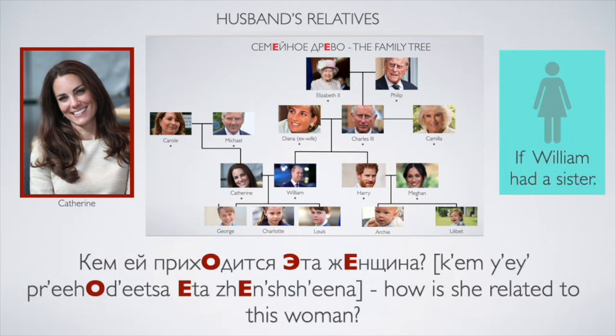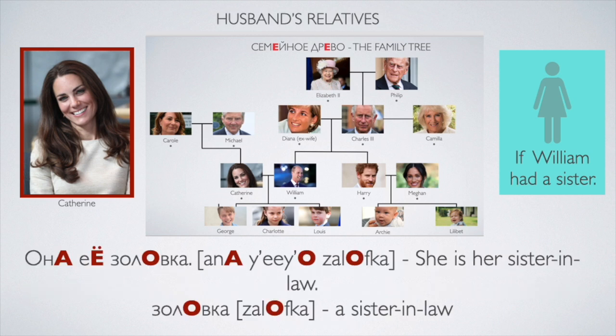What if William had a sister? Кем ей приходится эта женщина? How is she related to this woman? In that case, Catherine would refer to her husband's sister as заловка. Она ее заловка. She's her sister-in-law. Заловка. Your husband's sister is заловка for you.